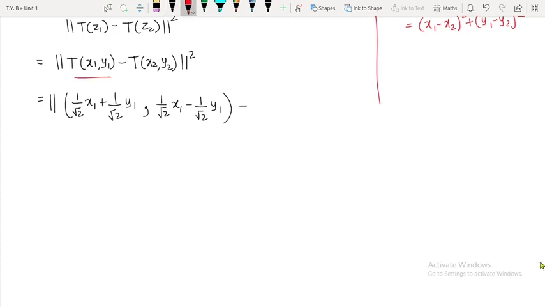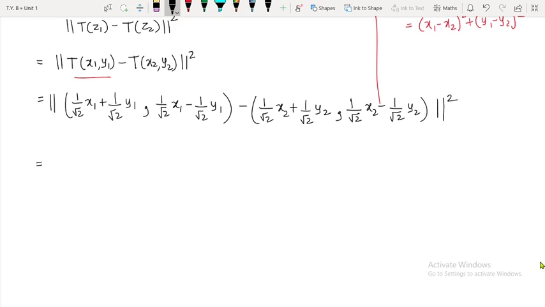Now we will go for t of x2 y2. So what will be my t of x2 y2? It will be simply, now we are going to replace this x1 by x2 and y1 by y2. So 1 upon root 2 x2 plus 1 upon root 2 y2 comma 1 upon root 2 x2 minus 1 upon root 2 y2 norm square. So which is further equal to norm of, now simply subtraction.